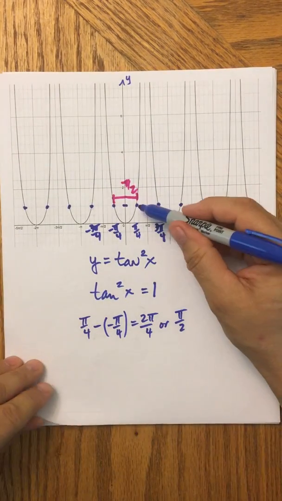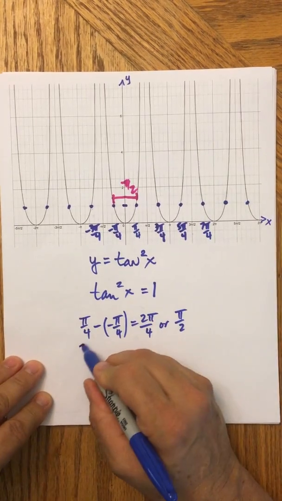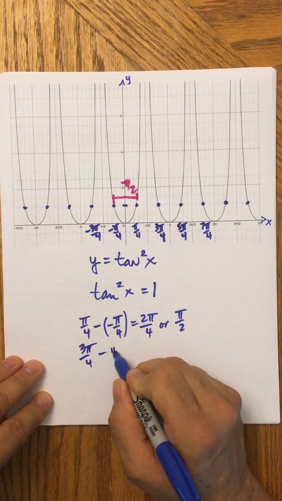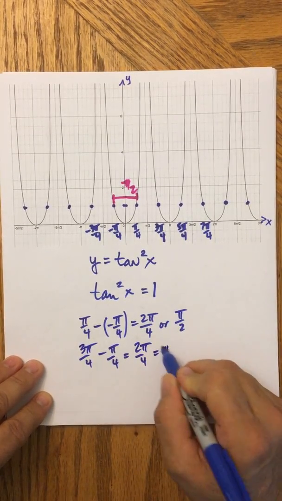Well, let's take another two solutions. Let's take 3 pi over 4 and pi over 4. So 3 pi over 4 minus pi over 4. That's 2 pi over 4, or pi over 2.